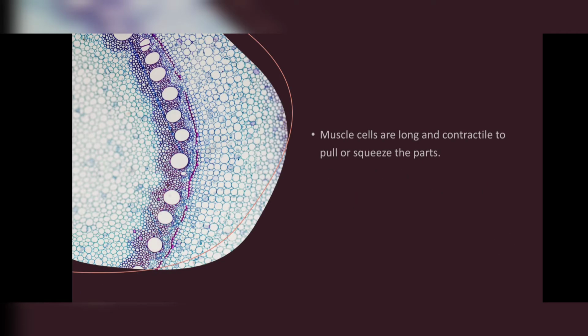Next, muscle cells are long and contractile to pull or squeeze the parts. You know muscle cells are long; you can imagine from your elbow to the palm of your hand, they are that long, and they are contractile, meaning they can pull or squeeze the parts, so that we are able to move our arms. Because muscle cells are contractile, we can pull and squeeze the parts.